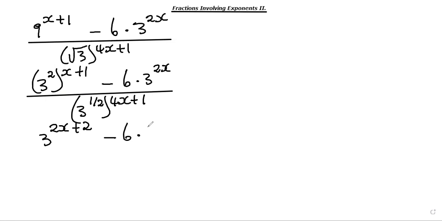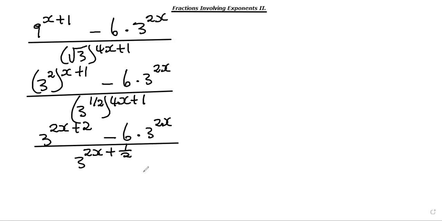Now this term, we still write it as it is. Then we go to the denominator. We distribute the half. So we say half times 4x, it's 2x. Half times 1, it's a half.